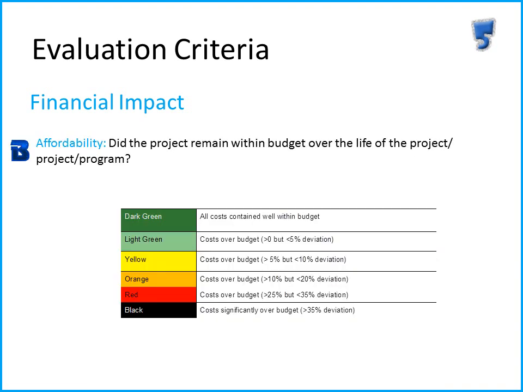The financial impact affordability criteria looks at how it remained within its budget over the life of the project. For example, if all costs were contained well within budget, it would receive a dark green rating. If the costs were over budget, it would receive a light green if it was between 0 and 5% deviation. And if costs were significantly over budget, that is greater than 35% deviation, there would be a black rating given.